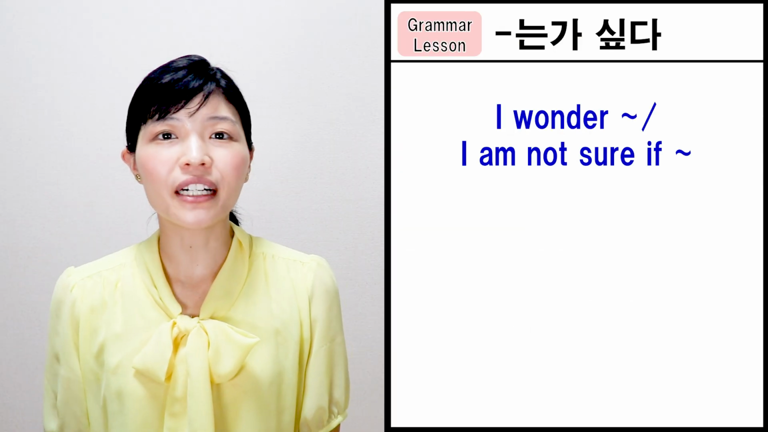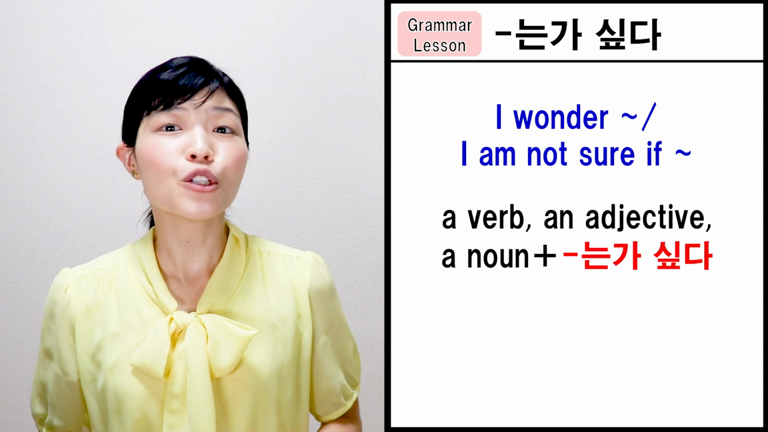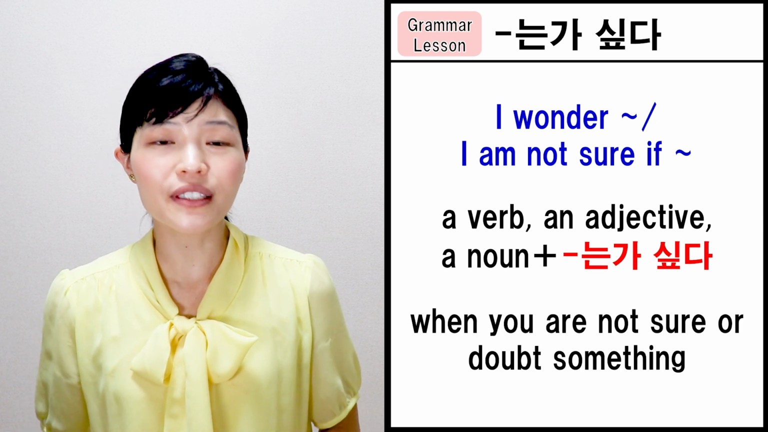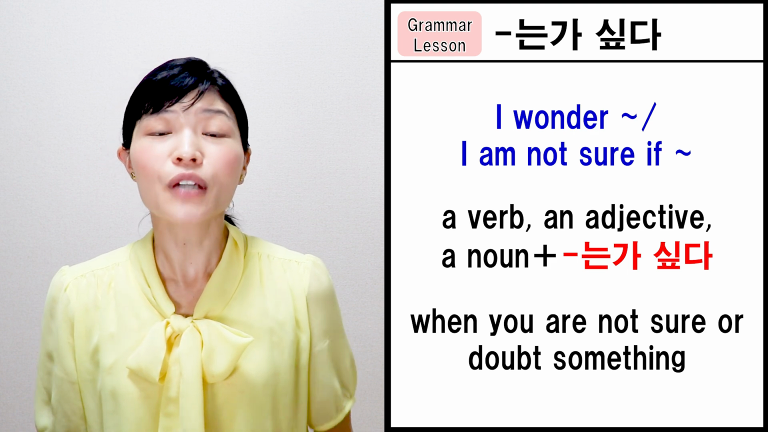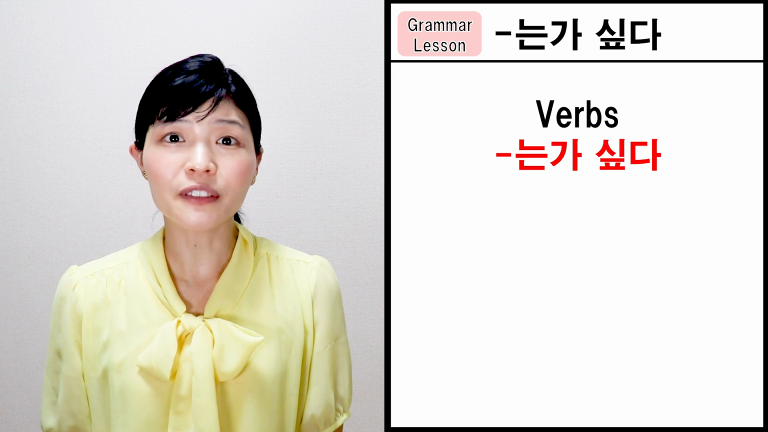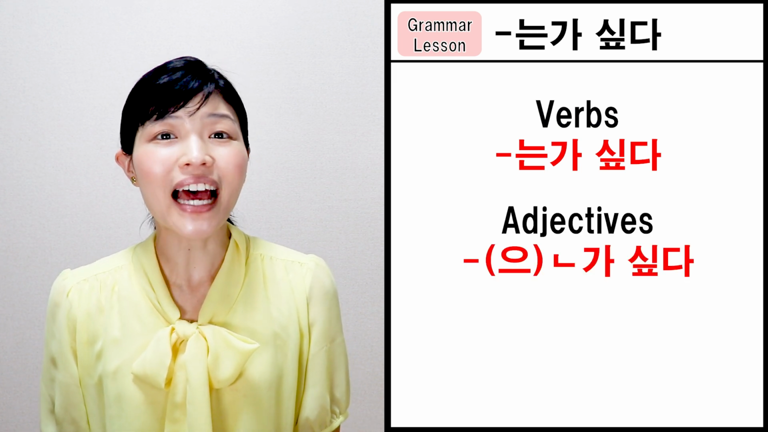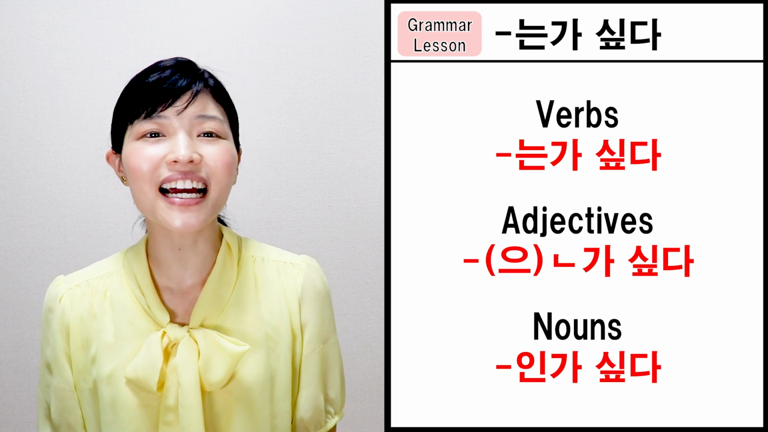The first grammar, 는가 싶다 means I wonder, I'm not sure if. You attach this to a verb, an adjective, and a noun. You use this expression when you are not sure or doubt something. To apply this, you can think about the noun modifier. For verbs, you attach 는가 싶다. For adjectives, you attach 니은가 싶다. And for nouns, you attach 인가 싶다.